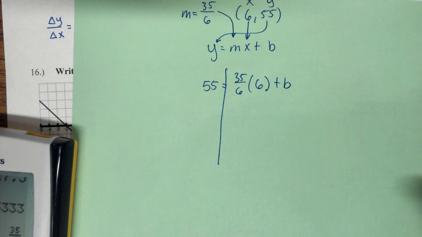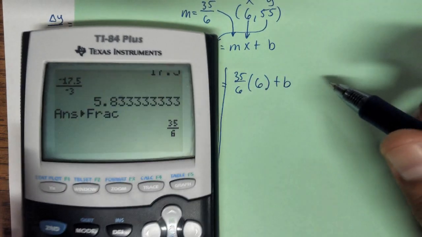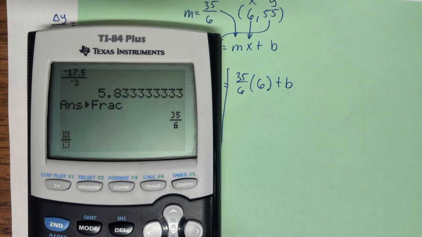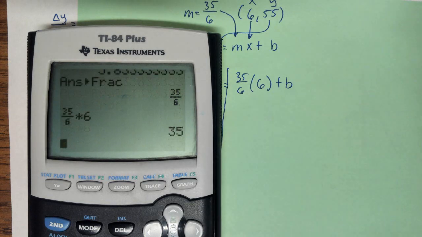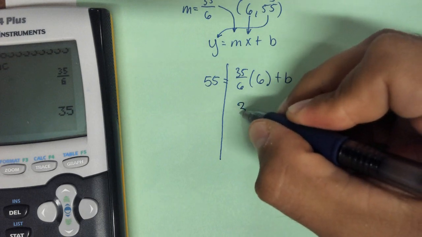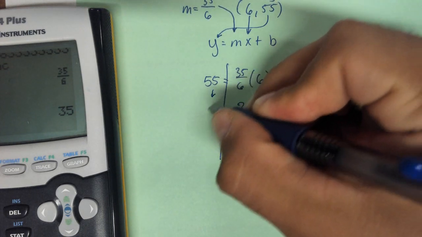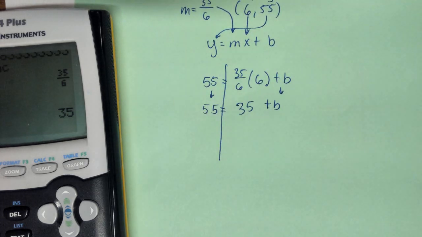Okay, now we can go through and solve. 35 over 6 times 6, again we can do that on our calculator. That's going to give me 35. So this simplified gives you 35 plus b, and 55 comes down. And now we want to solve for b, we want to get the b by itself.